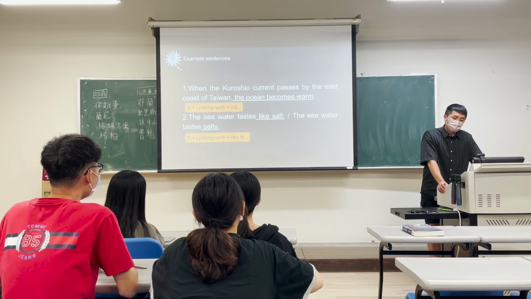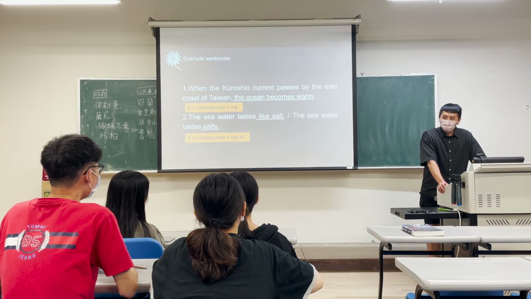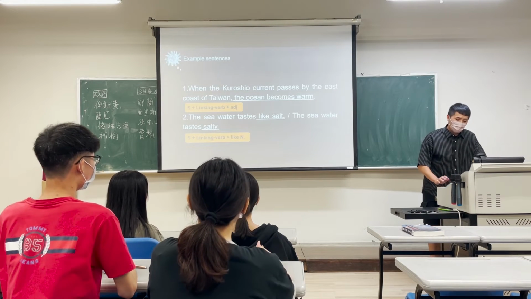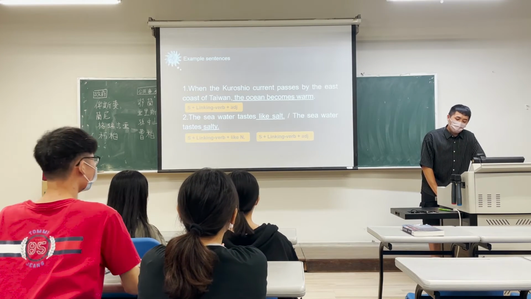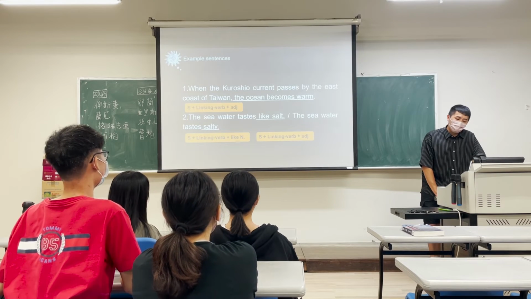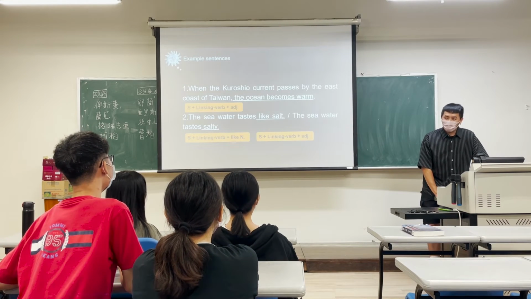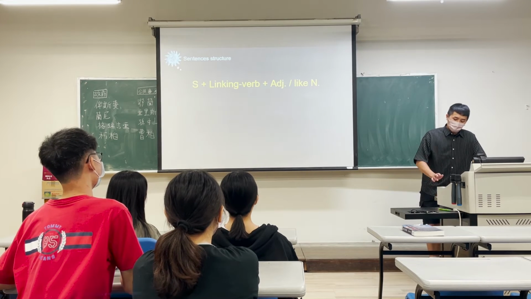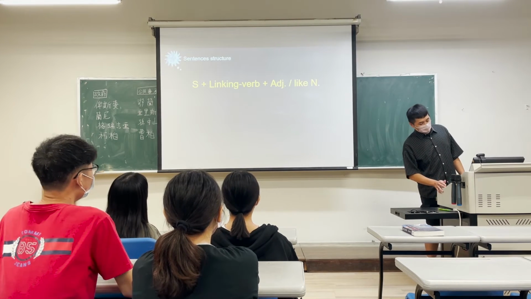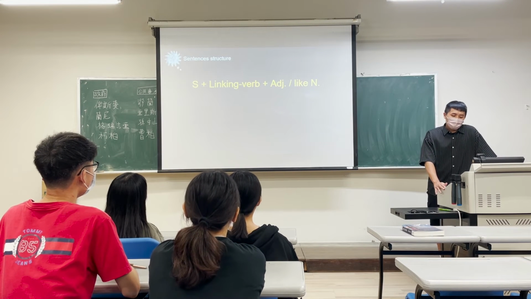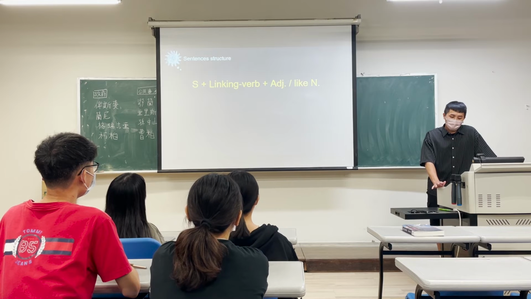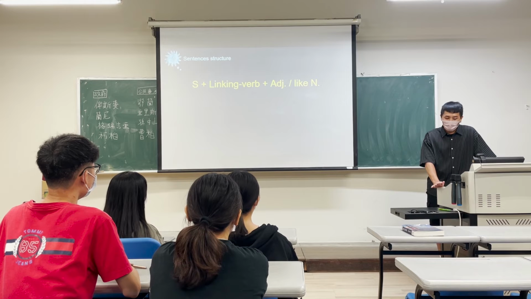What about the next sentence? The seawater tastes salty. Any sentence pattern? We can see that it's a bit similar to the first sentence, right? Which is the subject, the seawater, plus the linking verb, tastes, and then an adjective, salty, right? So, we combine the two sentences and we can come up with this sentence pattern, which is a subject, which is a noun, plus a linking verb, plus an adjective or like, plus a noun.